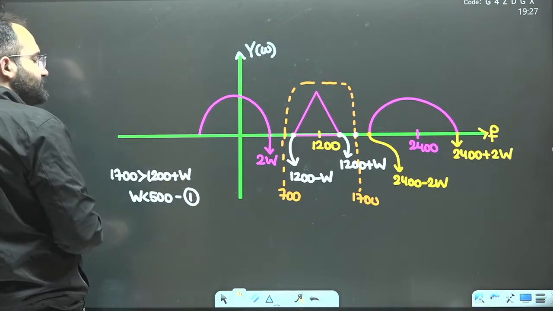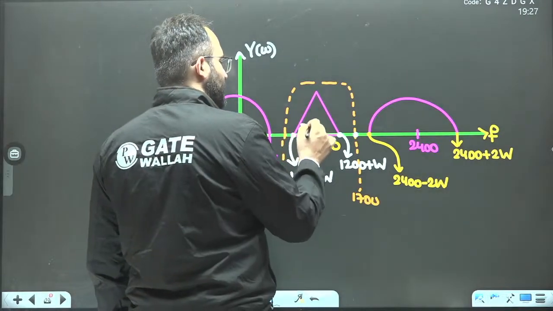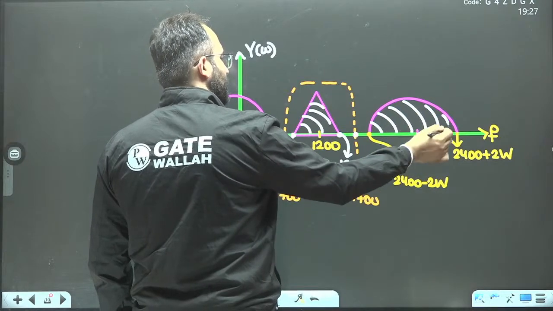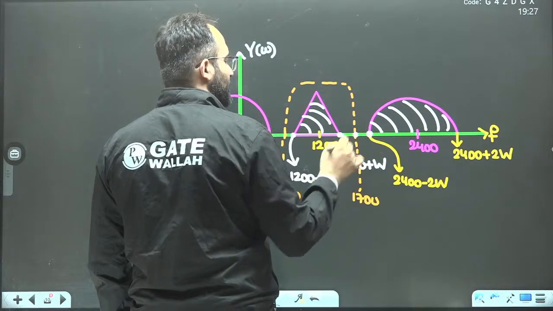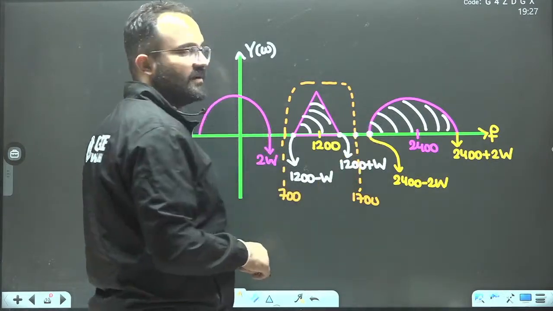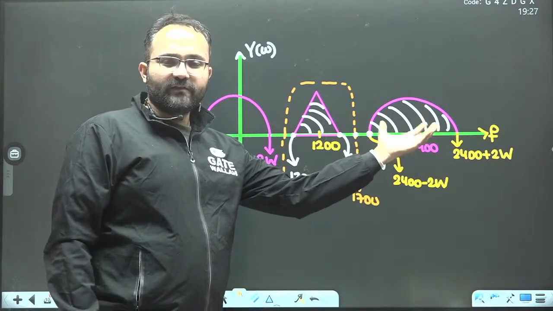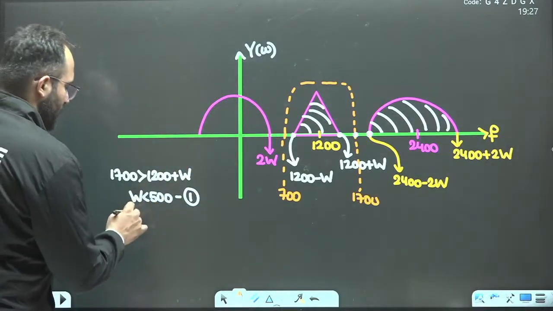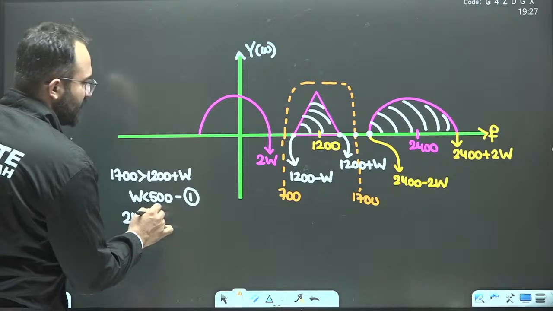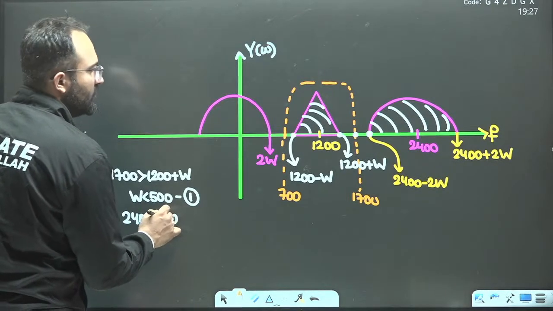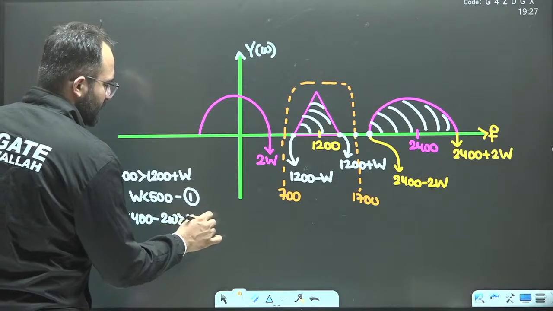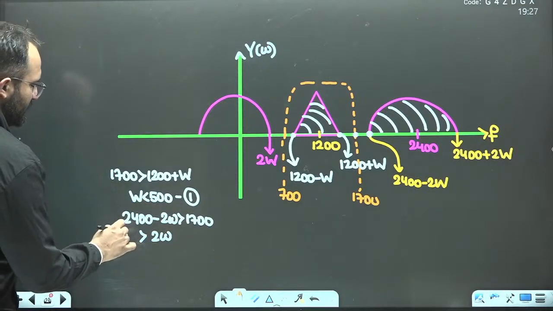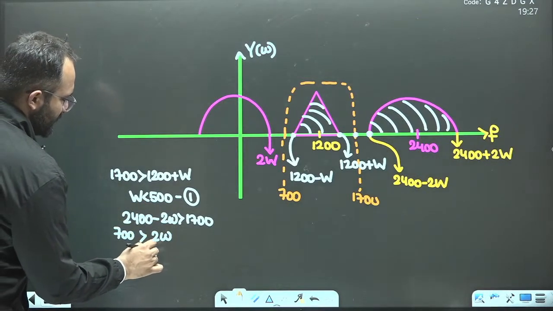Condition number 1. Now since we want only this triangle to pass, we do not want any portion of this to pass. This is possible only when 2400 minus 2W is greater than 1700, so that no portion of this figure is passed through the bandpass filter. So 2W should be less than 700 and W should be less than 350.